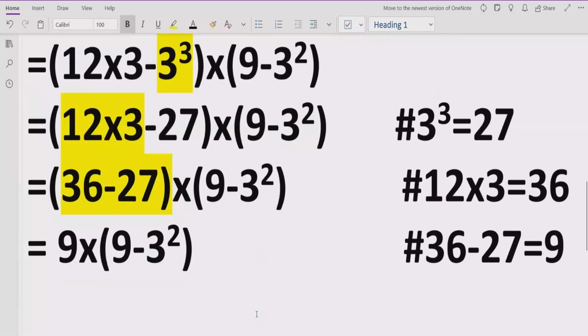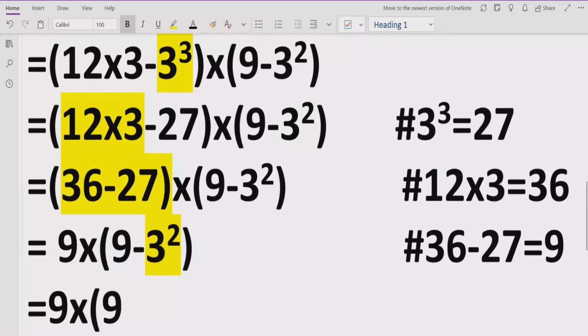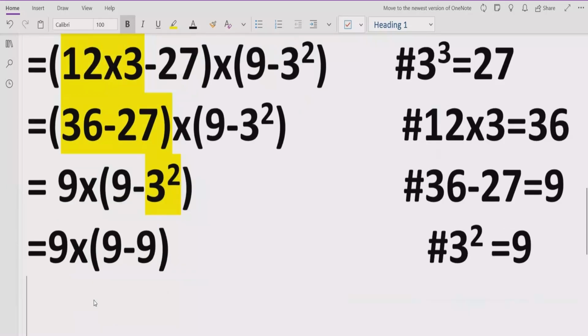Now we have to solve bracket number 2. For solving bracket number 2, we have to first solve the power of this number, which is 3 raised to power 2. So we will write 9 multiplied by 9 minus 9. 3 raised to power 2 means 9. And here we have to give the reference: 3 raised to power 2 is 9. Now we have solved the exponent part.